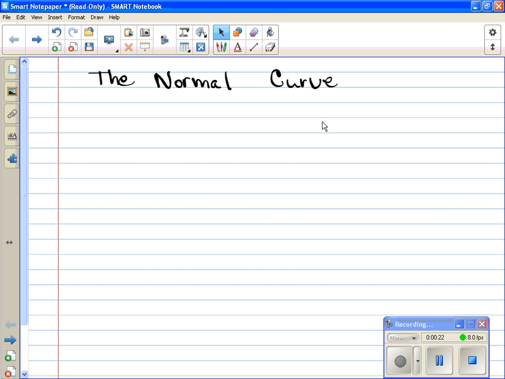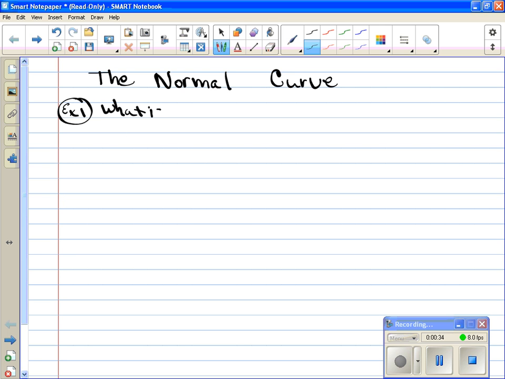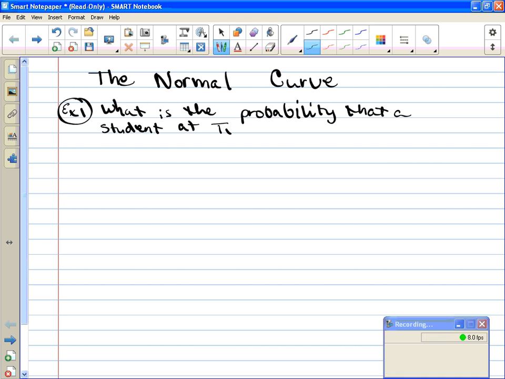The normal curve. Now, before we jump into what the normal curve is, let me go ahead and reiterate that example that we just started with. Example 1. What is the probability that a student at Tucker School is less than 50 inches tall? You can abbreviate it if you want.